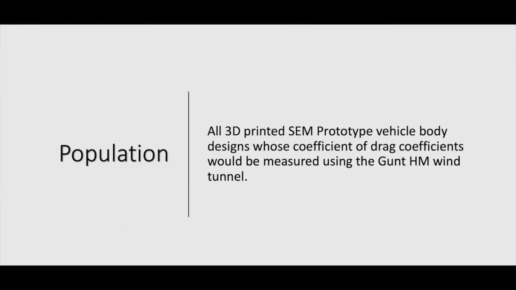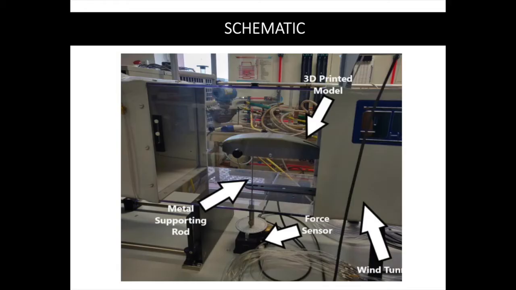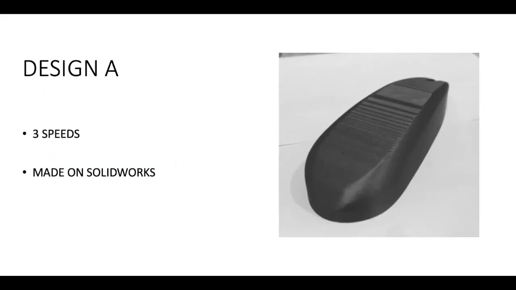The population for the experiment was considered to be all the 3D printed SEM prototype vehicle body designs whose drag coefficients will be measured using the Gunt HM170 wind tunnel. The first part of the experiment was done to test for the effect of wind speed on the drag coefficient. Design A was tested at three speeds, 5.6 meters per second, 11.1 meters per second, and 16.7 meters per second.